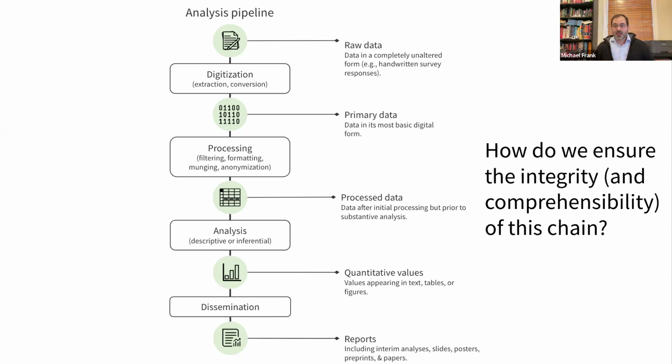And the question that we're always asking for computational reproducibility, as well as for project management, is how we ensure the integrity and the comprehensibility of this chain. How do we make sure we know how we got from raw data all the way to the dissemination artifacts, the paper, or whatever we're sharing?